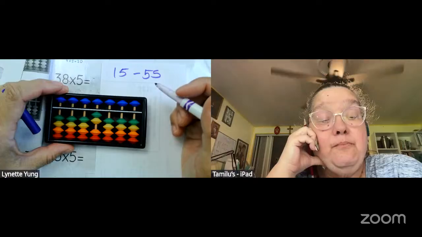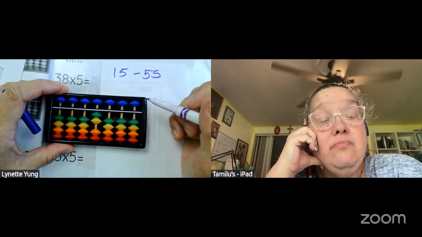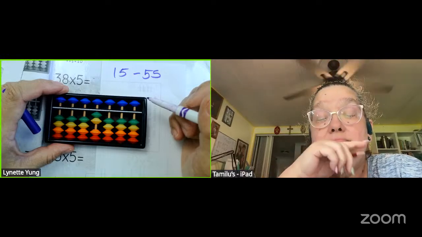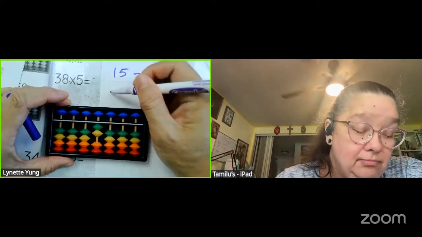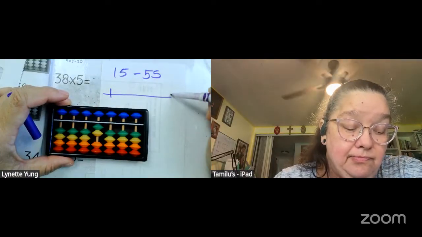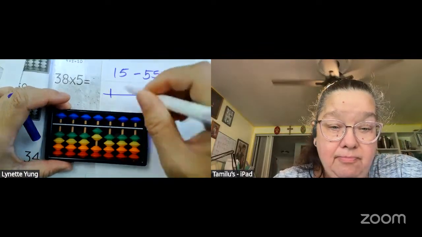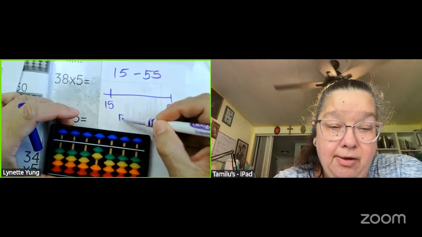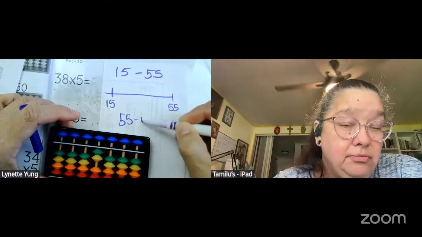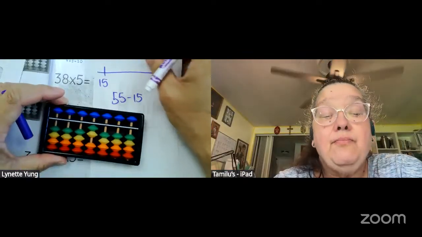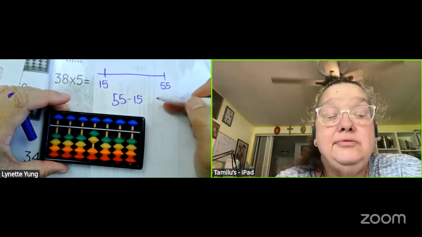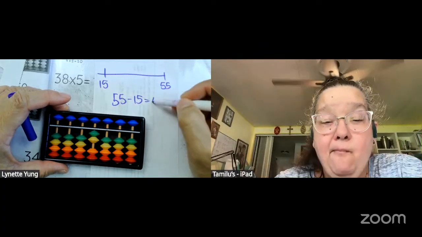However, that's something visual that you would do on the number line. But it was like what Tammy said. You would take 15 and 55 and you would add them together. Nope, subtract them. No, you add them together. So that would be 40.